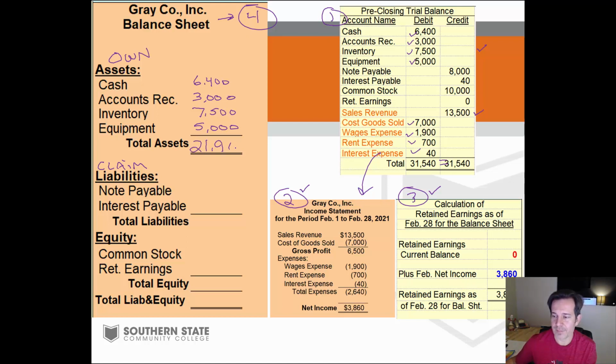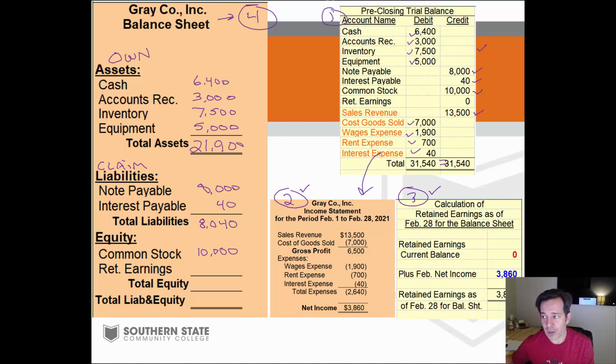Total assets, 21,900. Notes payable over here, 8,000. Interest payable, 40. Total liabilities, I don't even need a calculator for that. I'm going to do that all by myself in my head, 8,040. Common stock, 10,000. And now here's the tricky part.